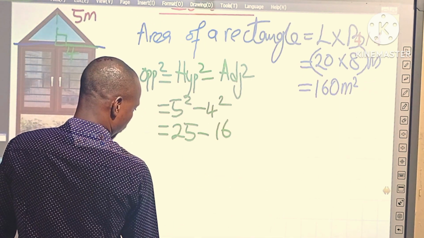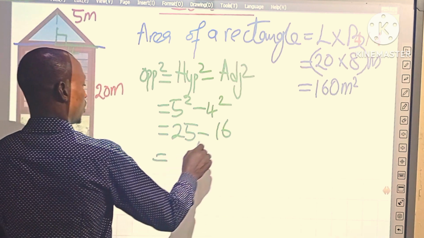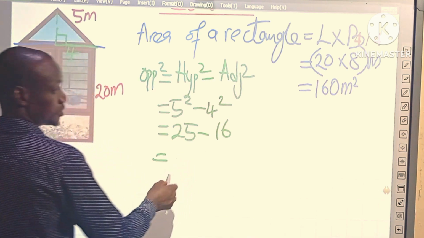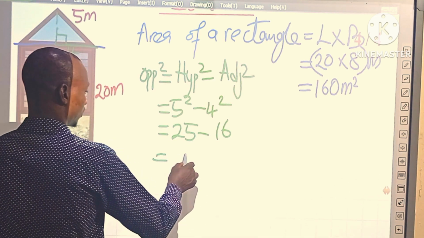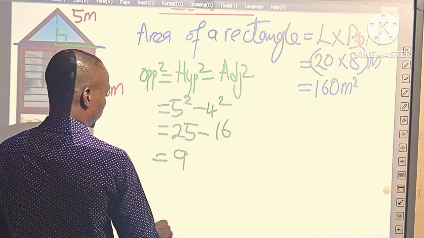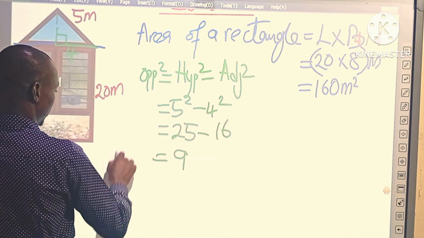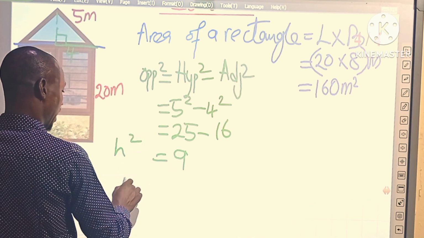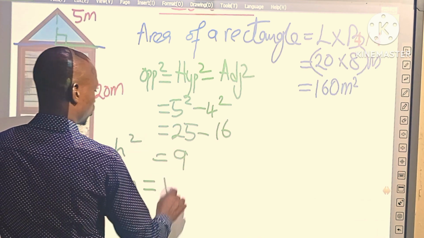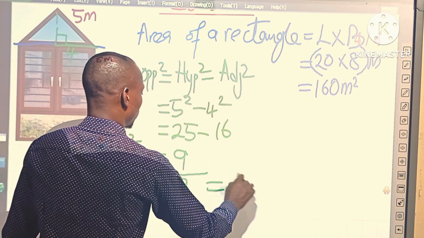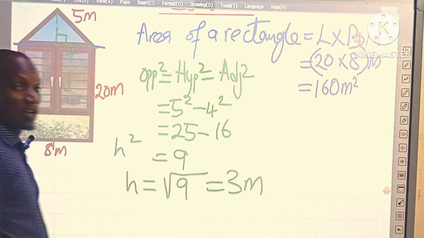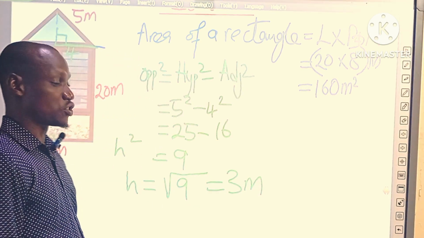And it simply gives us, 25 minus 16 will give us what? 9. That means the height squared is equal to 9. Therefore, the height is equal to the square root of 9, which is equal to what? 3 meters. With this, we can simply calculate the area of the triangle.